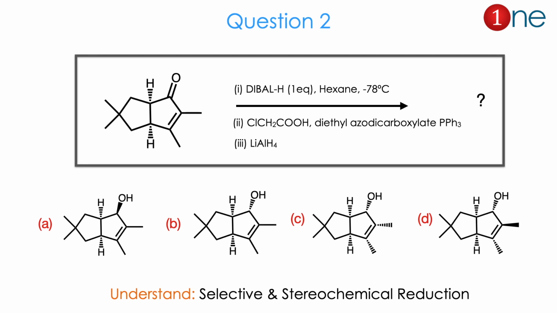Let us see question number 2. The 5-member bicyclic fused system. Here the hydrogens are below the plane, and methyl and ethyl are at the end of the 5-member ring, and a conjugated double bond is also there. Here the reagents are a bulky hydride reagent, then DEAD, chloroacetic acid and PPh3, and the third step is lithium aluminum hydride. Here they ask you to find the product. The products are mostly similar, and the positions of OH and methyl groups differ in stereochemistry. So you have to understand that selectivity and stereochemical reduction occur there.